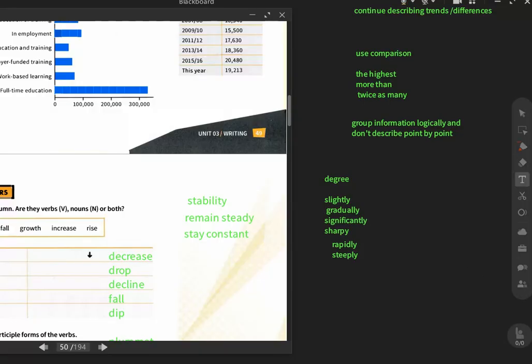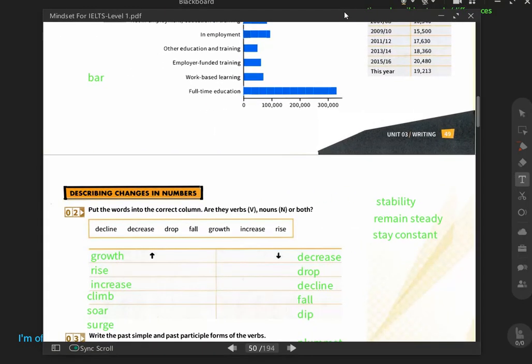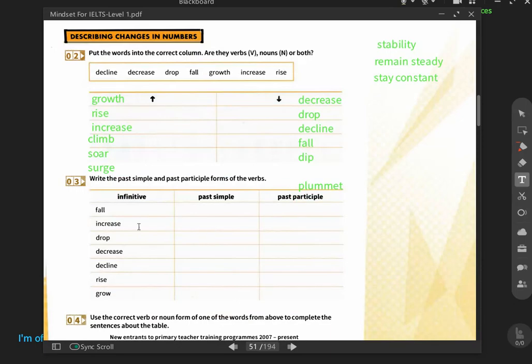And, okay, how about comparison? I told you, use comparison: more than, less than, twice as much, or the most, so different phrases that you can use. Well, now let's see here. Write the past simple. Okay, you know that. For writing task one, it depends what your visual, what the diagram is. So you need to use maybe past tense, maybe present tense. So you need to know them.